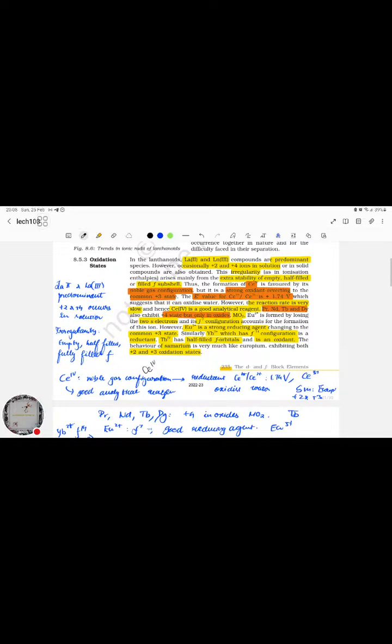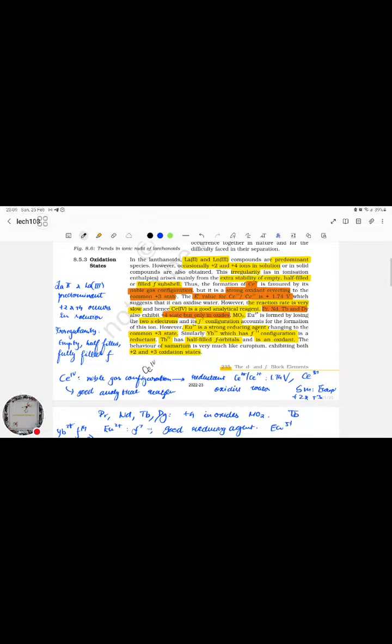Moving on, the formation of cerium-4 is favored by the noble gas configuration, but still it reverts back to its +3 configuration, which means that it acts as an oxidizing agent. It is able to oxidize water because it has an electrode potential of +1.74, and the reaction rate is still slow. Since the reaction rate is slow, it can definitely be used as an analytical reagent.